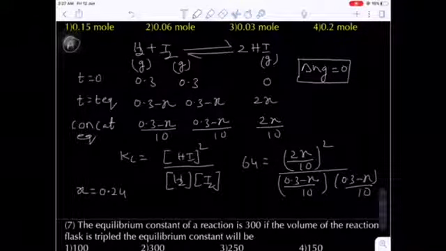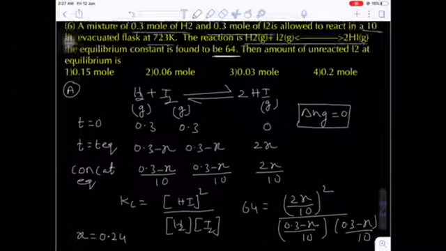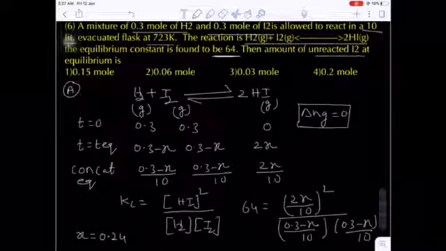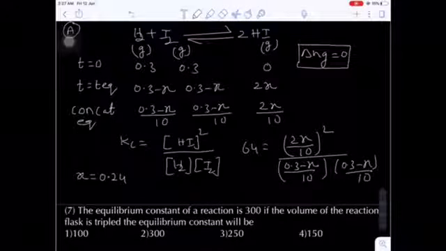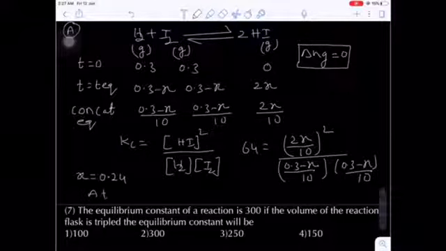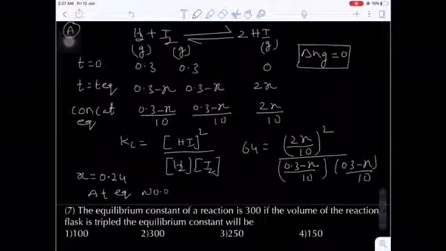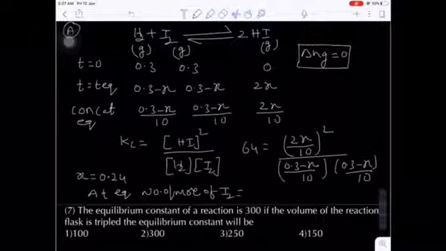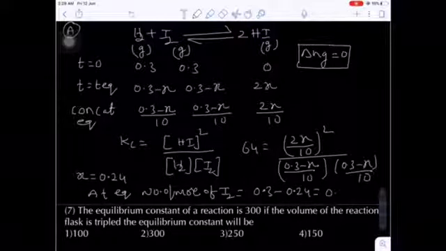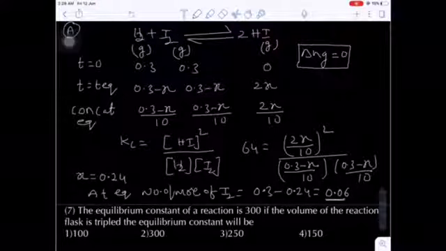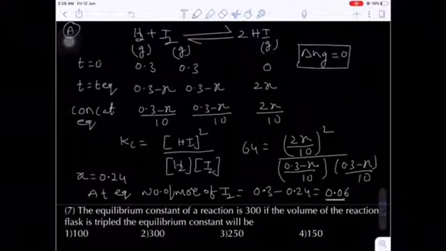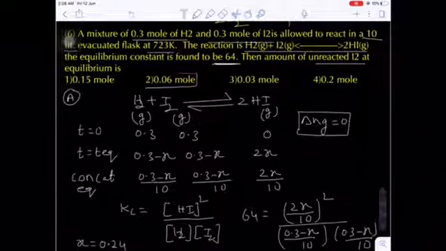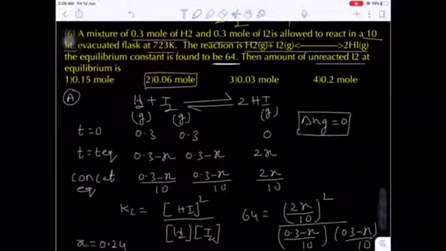The x value is 0.24. Now the question is the unreacted I2 at equilibrium. At equilibrium, the number of moles of I2 is 0.3 minus x, that is 0.24. So 0.06 moles of I2 will be present at equilibrium. So the answer will be 0.06 moles.